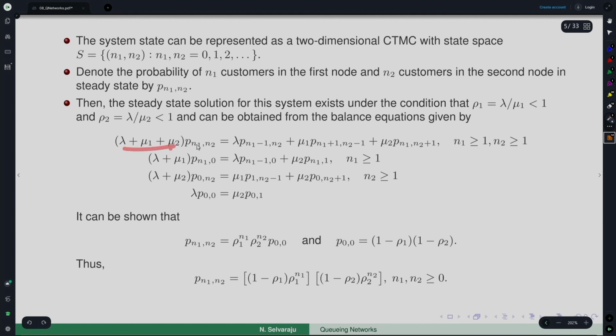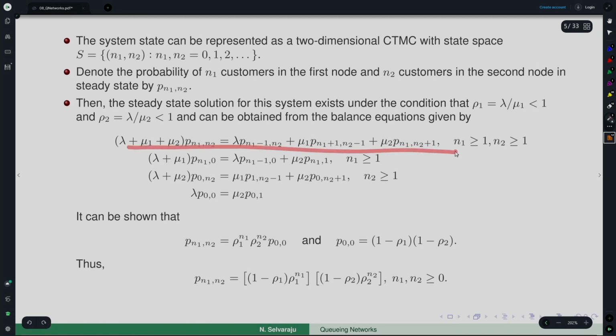Again, this is similar: an arrival, a service completion at stage 1, or a service completion at stage 2 can make the process move out of state (n1, n2), which gives the left hand side. Now, these are all boundary cases. At n2 equal to 0, only two possibilities can happen, and the third is not possible because n2 is 0. Any service completion in stage 1 would make n2 equal to 1, not 0.